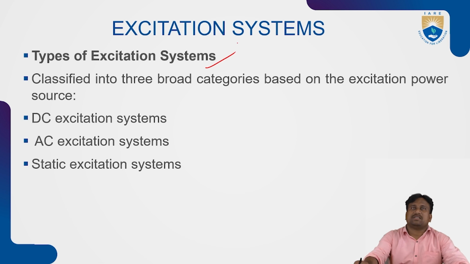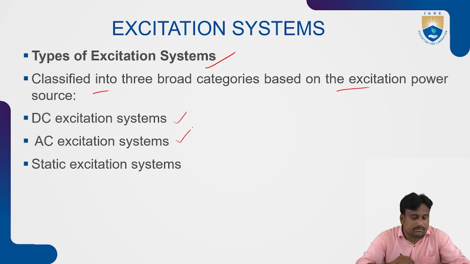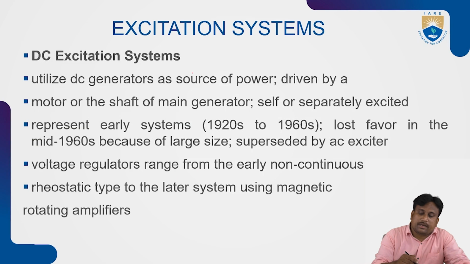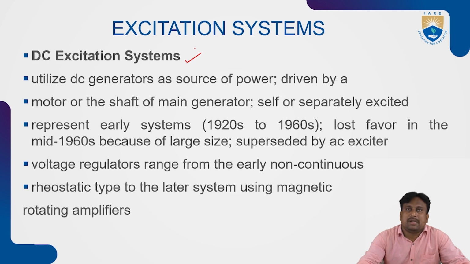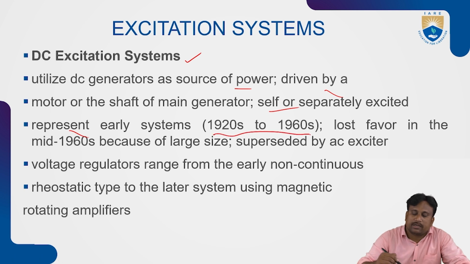Coming to the classification of excitation systems, or types of excitation systems, there are three broad categories based on the excitation power source, that is DC excitation system, AC excitation system, and one more is static excitation system. Coming to the DC excitation system, it utilizes DC generators as a source of power. That means it will be driven by a motor or the shaft of the main generator. So that may be self or separately excited, and it represents early systems from the 1920s to 1960.